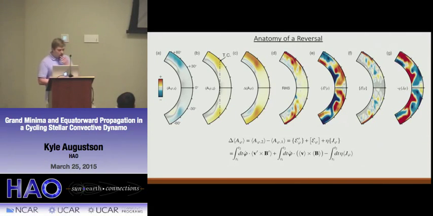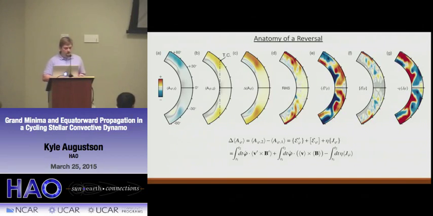Okay, so now we can look at why this thing reverses, and how it reverses. What you're seeing here are changes in the poloidal vector potential, the phi component of the poloidal vector potential. Here it is at one point in time. You take the maximum of the beginning of the cycle and average that over all the cycles. And here you have the succeeding magnetic energy peak averaged over all the cycles. And you take their difference.